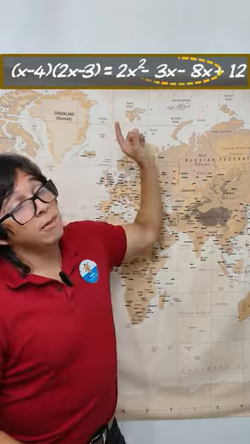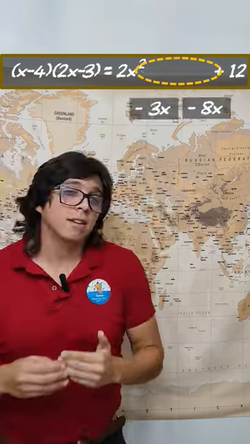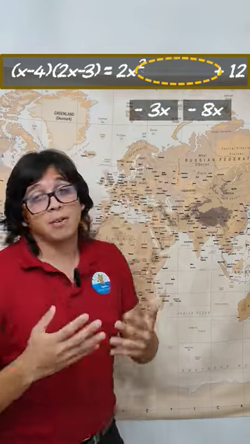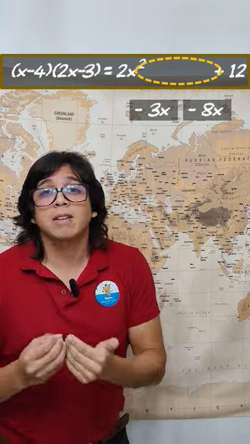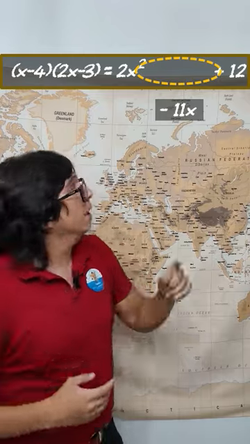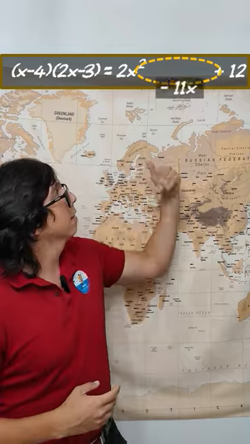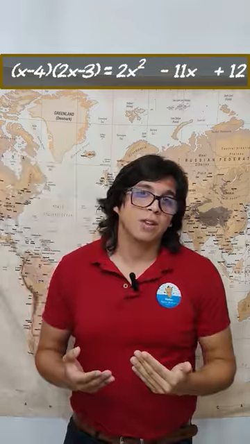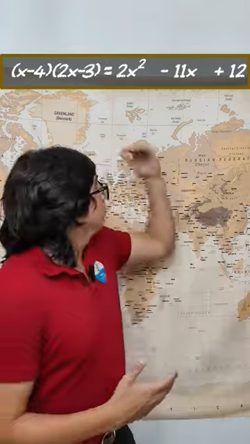But we do have the negative 3x and the negative 8x. Both of them have an x, or an x to the power of 1, that makes them like terms. We can combine them. Two negatives, we add them and we keep the negative, so we have negative 11x, and we move it to the answer. And after we combine like terms, this is the answer.